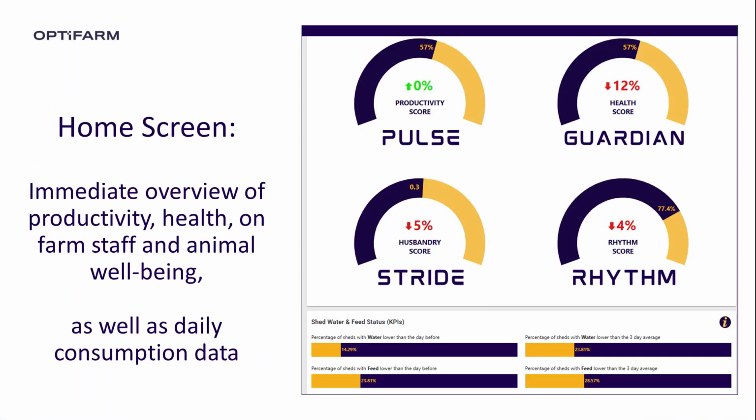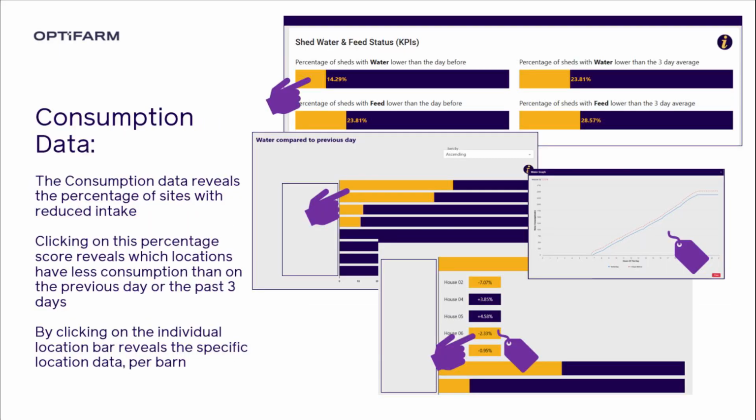The home screen provides an immediate overview of productivity, health, husbandry and body rhythm. It also includes daily consumption data, giving a comprehensive snapshot regarding the status of the farms. Diving into consumption data identifies sites with reduced intake.